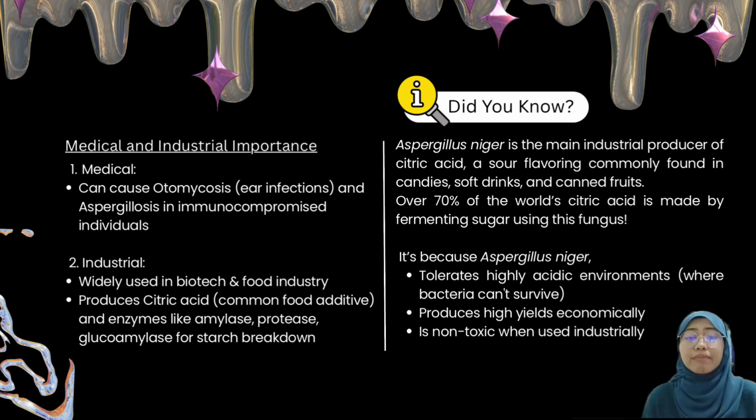Besides that, it produces enzymes like amylase, protease, and glucoamylase, which are used in food and beverage industry to break down starch. Now here's the interesting part. Did you know Aspergillus niger is the main industrial producer of citric acid, a sour flavoring commonly found in candies, soft drinks, and canned fruits? Over 70% of the world's citric acid is made by fermenting sugar using this fungus.